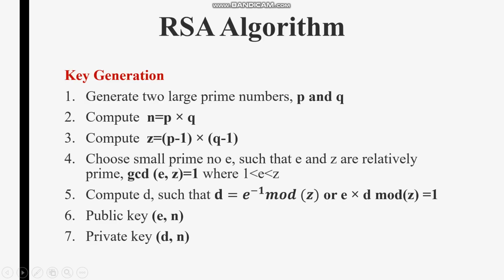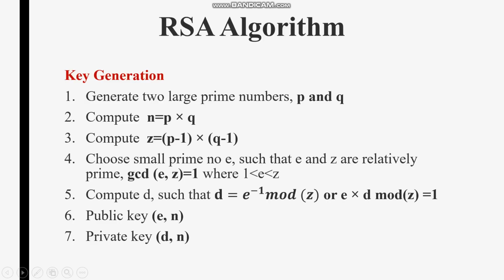That means you have to choose a small prime number e from the range between 1 and z, which you will compute. Between that range you have to choose one prime number such that this condition is satisfied, that is, the GCD of e and z should be equal to 1.